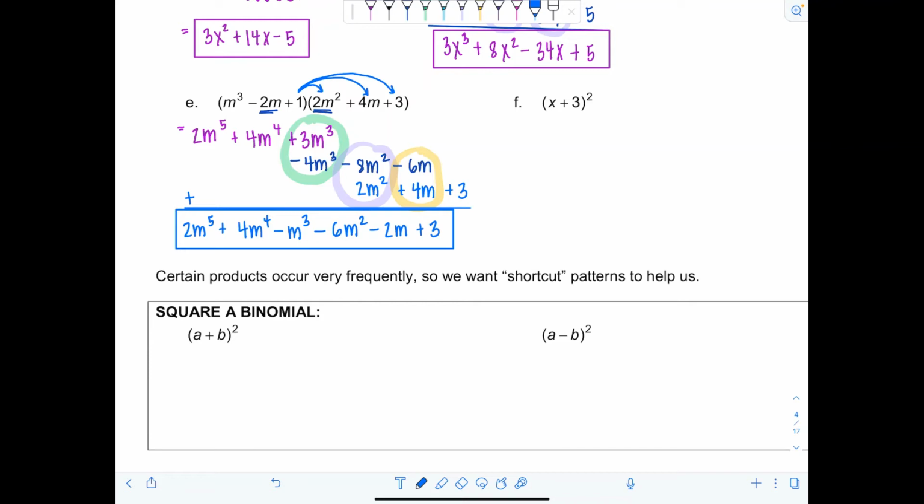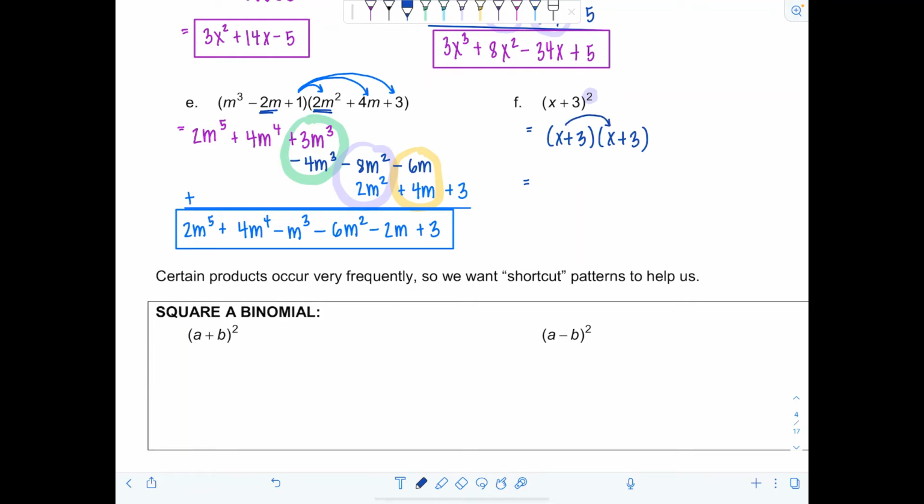Good. Last one like this, example F, x plus 3 squared. Now remember, when we write the squared term outside the parentheses like that, it's basically an abbreviation for writing out x plus 3 times x plus 3. So I'm going to show you a little shortcut to get to the final answer, but before, let's just FOIL it out so we know what the result should be.